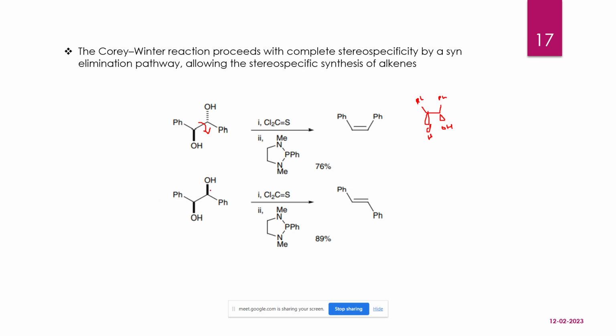But here you can see the two OH groups are already in the same plane. Both are above. So there is no need of bond rotation. It will just react with this one, giving us the alkene. So here the geometry is restored, but there a bond rotation is happening just to get the syn arrangement of two OH groups.